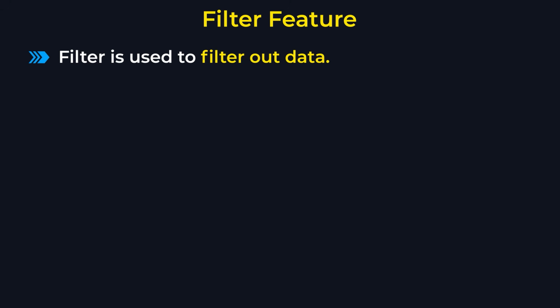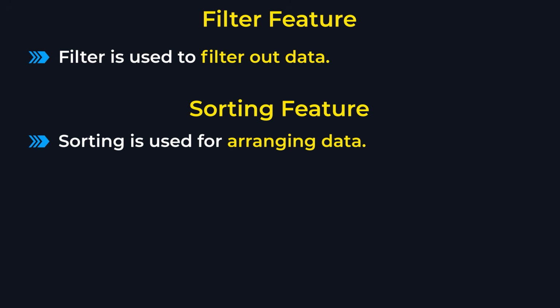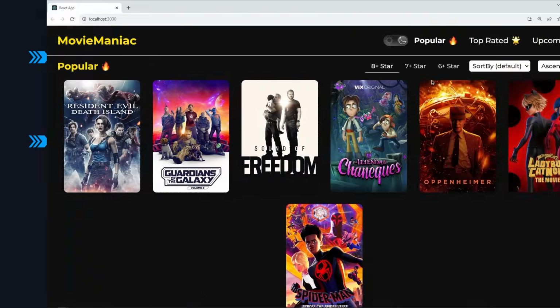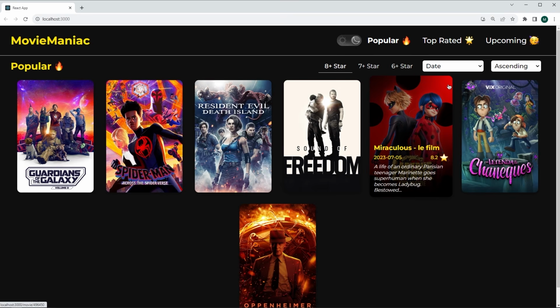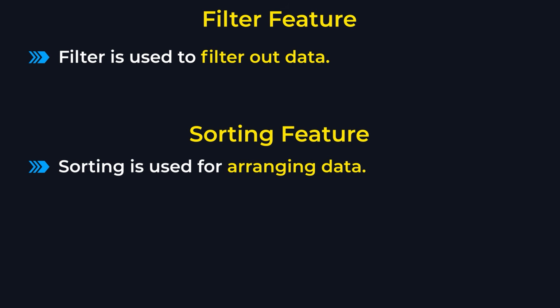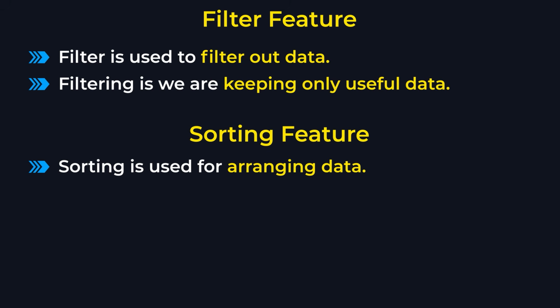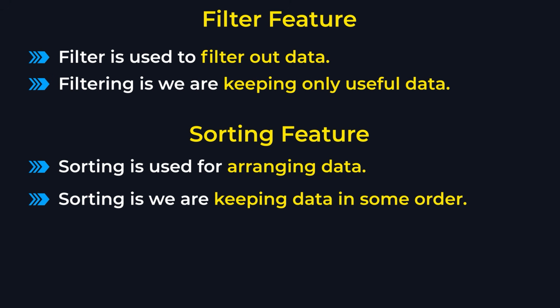On the other hand, sorting is for arranging data. For example, in our application, if we select sort by date, then we have to rearrange our movies data. That functionality is always arranging data in an order. It will not remove any data. And that's what we call sorting. So in simple words, filtering is keeping only useful data, and sorting is keeping data in some order. The reason I explain this is that this explanation will help you clearly understand and implement the logic.